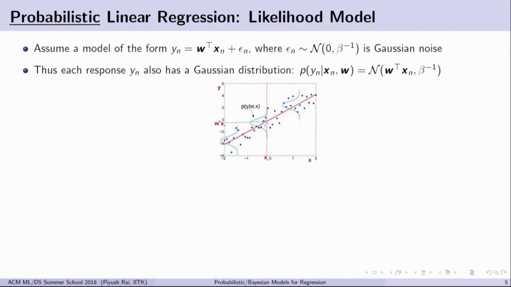So it can lie anywhere on this vertical line, depending on how much the Gaussian is spread. Well, the spread is already defined by beta inverse. So this is what the probabilistic interpretation of this problem looks like.